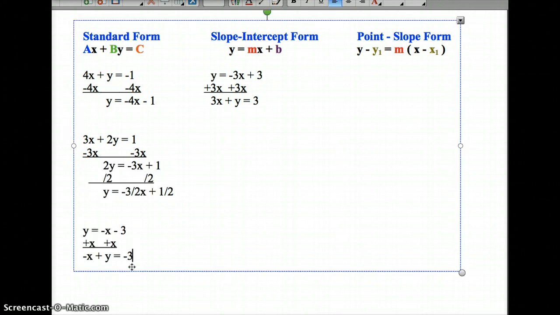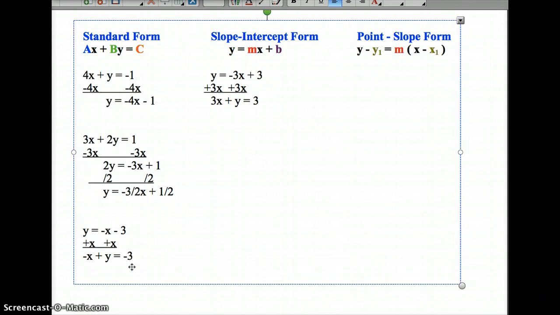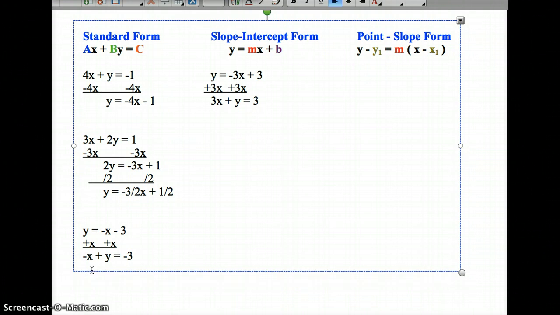So if that were my equation, negative x plus y equals negative 3, you would multiply everything through by a negative 1, or just change everything to the absolute opposite. So it would be a positive x minus y would equal a positive 3. So if you end up with a negative x, change everything to the opposite of what it is. But we did not have a negative x in this case, so I'm not going to do that here.